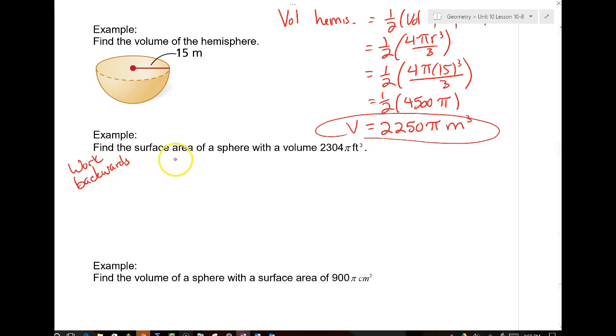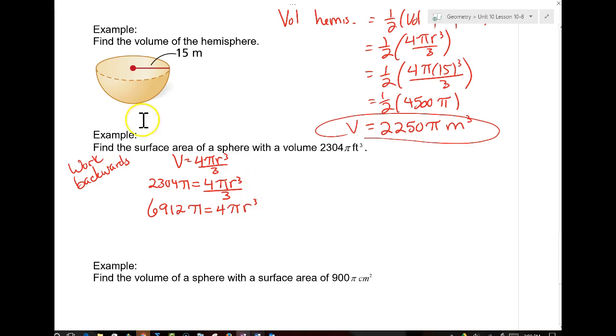So I'm going to start with our formula, because we know this. It's 4 pi r cubed all over 3. So then we go 2,304 pi equals 4 pi r cubed all over 3. Okay, algebra wise, how do I solve for the radius cubed? Multiply both sides by what? 3, okay. So that's going to end up being 6,912 pi is equal to 4 pi r cubed.